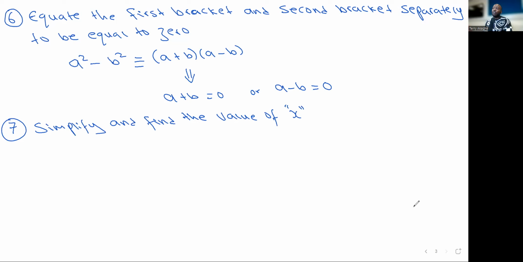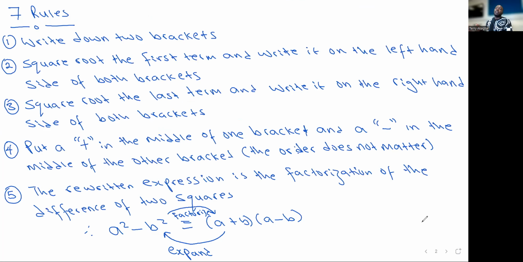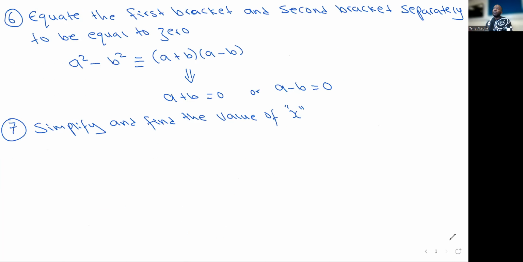So these are the 7 rules. The first thing you have to do is write down the 2 brackets. You put the square root of the first term on the left-hand side. You square root the last term and put it on the right-hand side. You put positive in the middle of one of the brackets and negative in the middle of the other bracket. Then you rewrite it. To solve, you equate the first bracket to be equal to 0, you equate the second bracket to be equal to 0, and you simplify to find x.